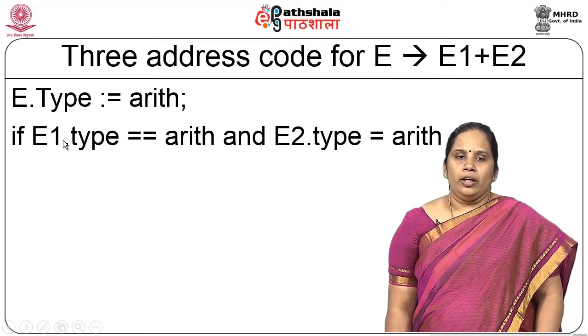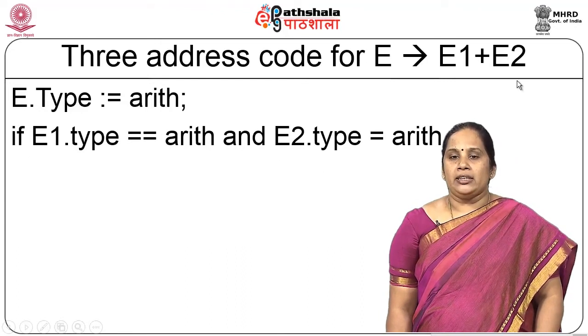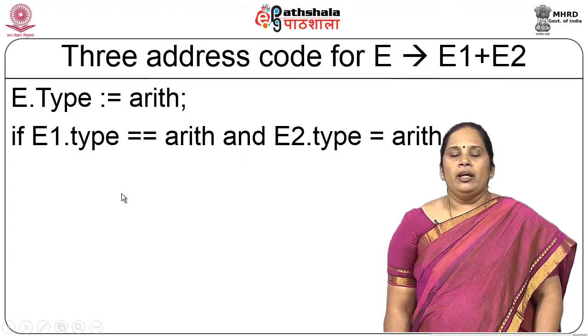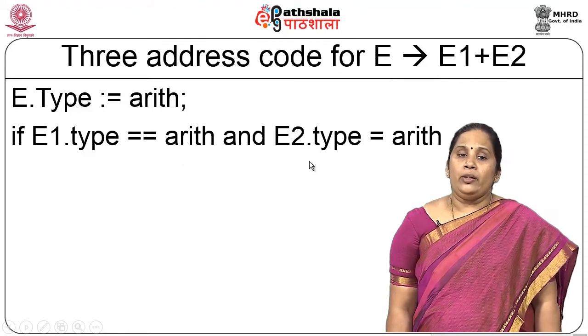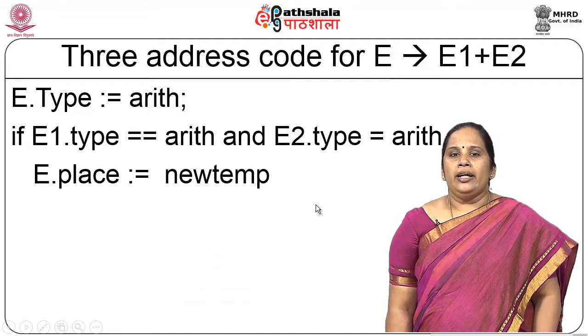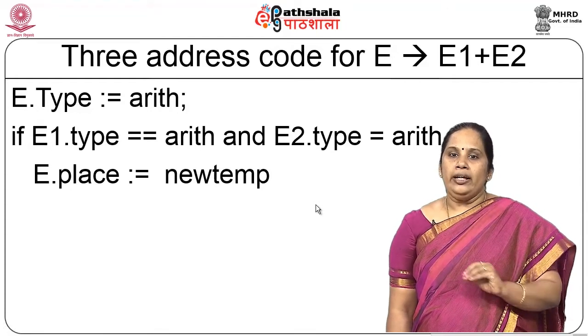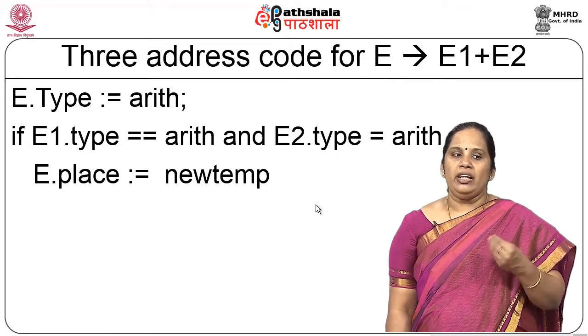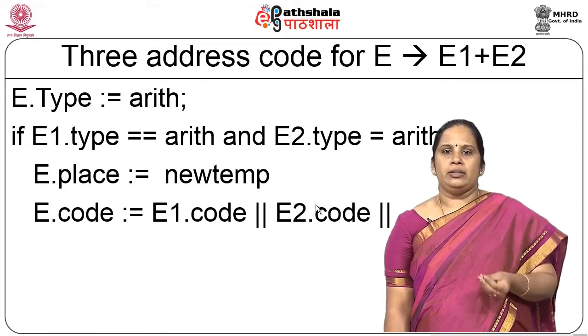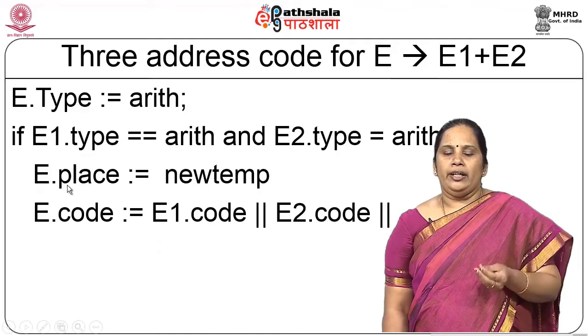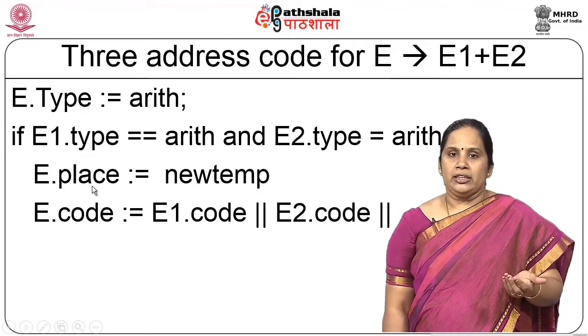So we check the types of the RHS variables E1 and E2. If E1 dot type is equal to arithmetic and E2 dot type is also equal to arithmetic, then what do you do? It is similar to simply generating 3 address code for an expression involving the addition operator. So here E produces E1 plus E2. So I define a new place for the LHS non-terminal.